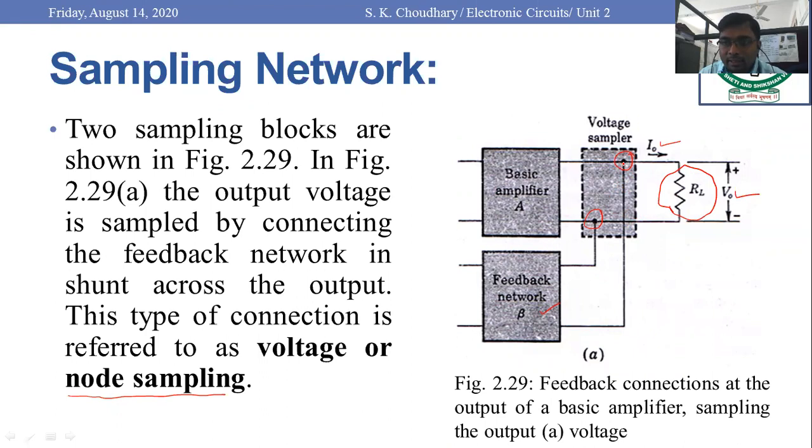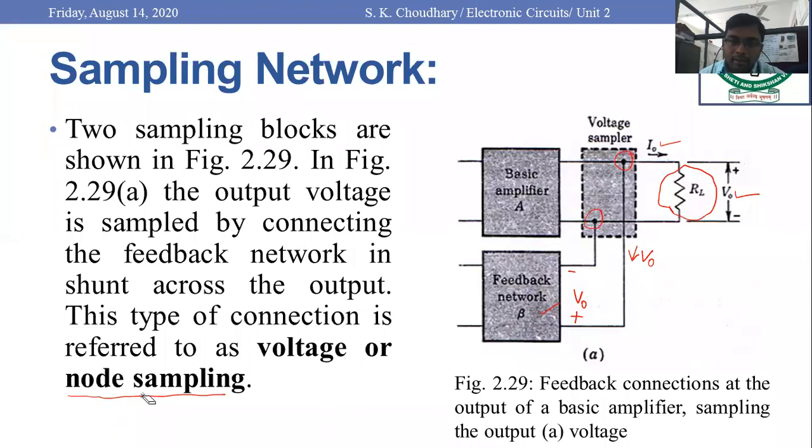So this voltage signal would be fed back, some amount of voltage signal. You can say some amount of V0 would be available here like this. The positive node is here and the negative node is here. So some amount of output voltage would be available to the input of this feedback network.